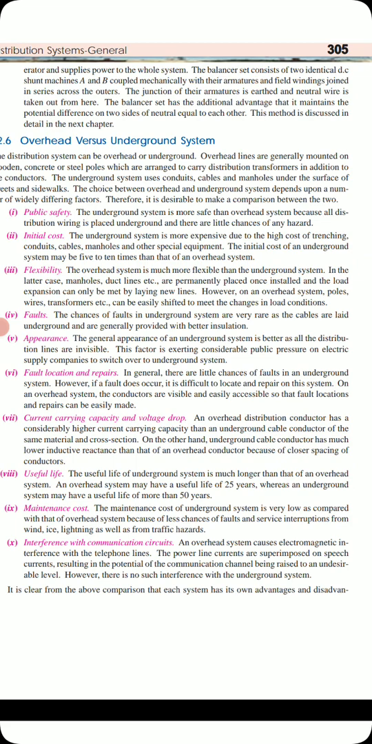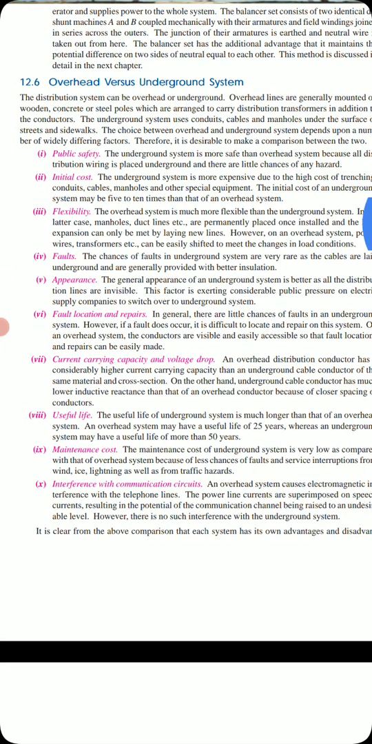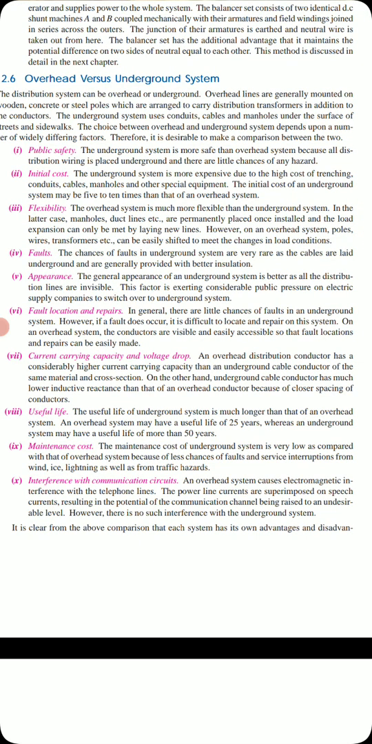Then maintenance cost. Maintenance cost in the underground system is very low. Once it is laid down, there is no need to touch it. If any fault happens, then only we have to go. But with an overhead line, for seasonal changes also we have to check, so maintenance will always be there. Interference with the communication circuit. An overhead system causes electromagnetic interference with telephone lines. But underground cables do not cause this kind of thing. So this is one of the advantages.